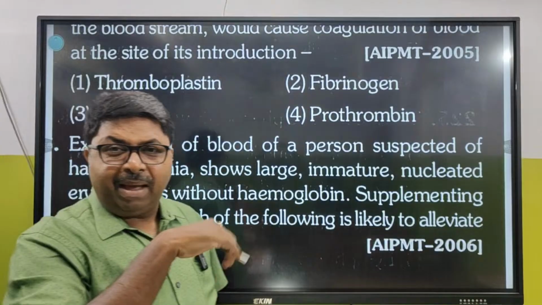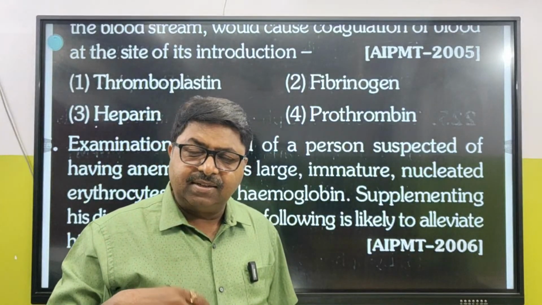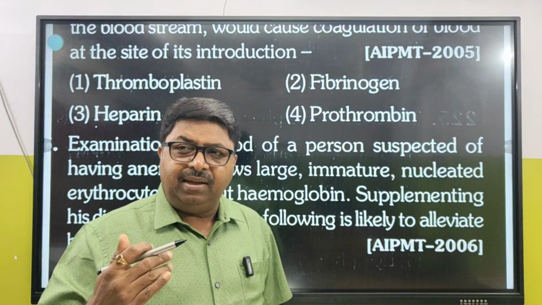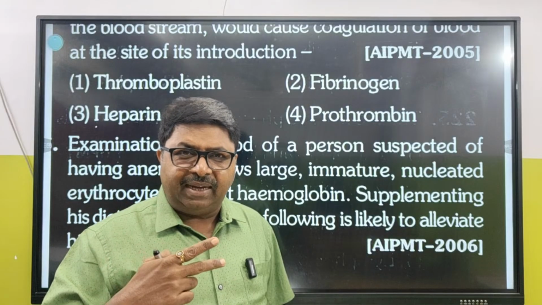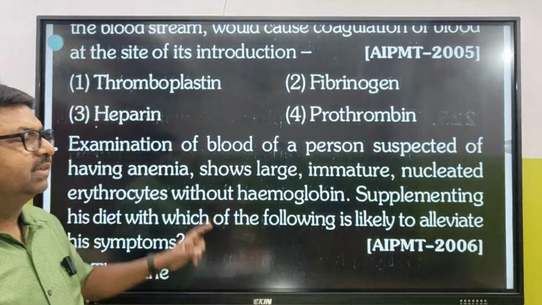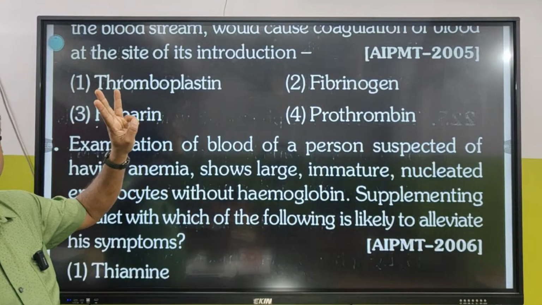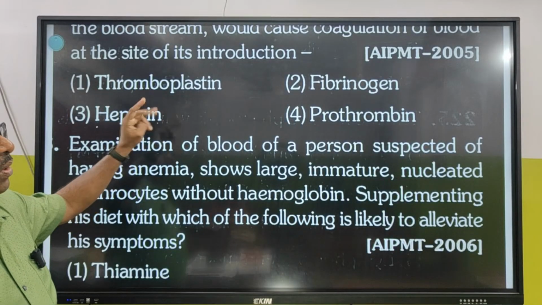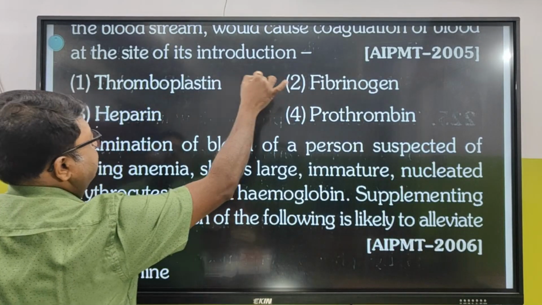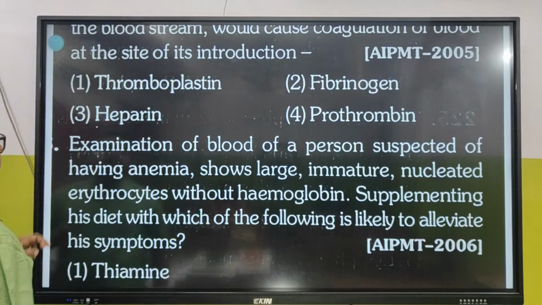Thromboplastin is in that Macfarlane cascade effect. What is the sequence of thromboplastin? Third one. Fibrinogen first, second, third.